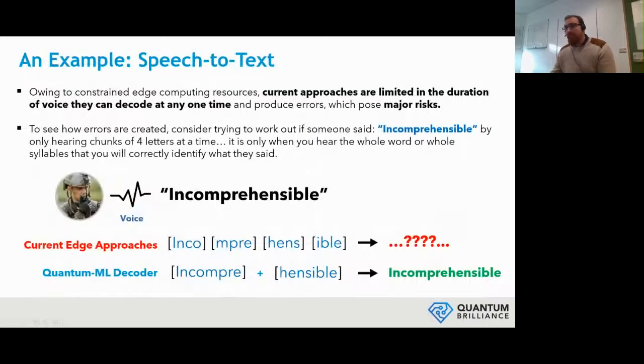However, what is the current approach? Methods like beam search, if you're familiar with those methods, just process a part of the audio or a part of the image at one time, because of classical computational resource limitations. So imagine the word incomprehensible.